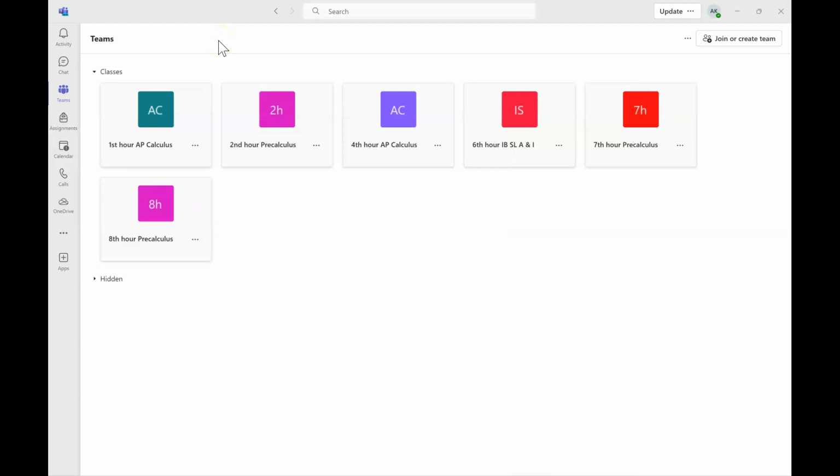When Teams loads, you should see a tile for second hour pre-calculus. I loaded everybody in yesterday. Does anybody not see the tile? Yes. Work or school?